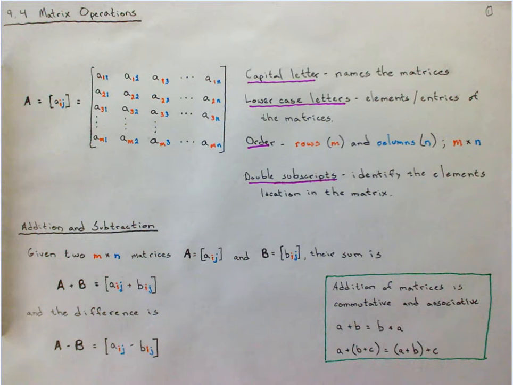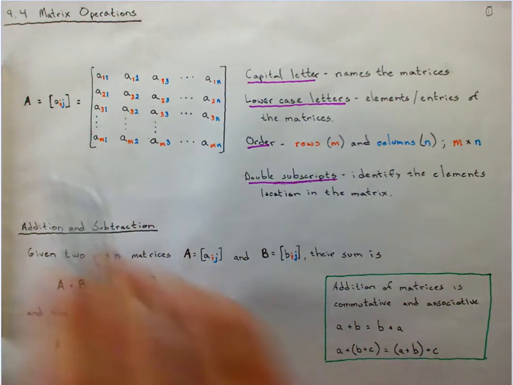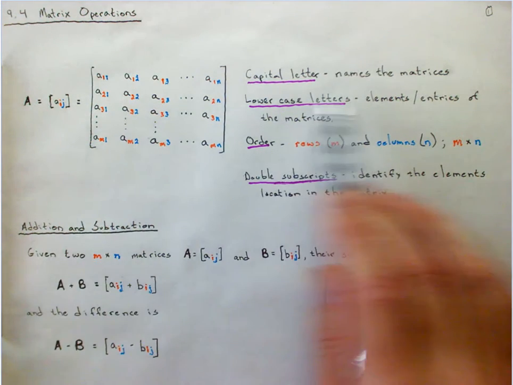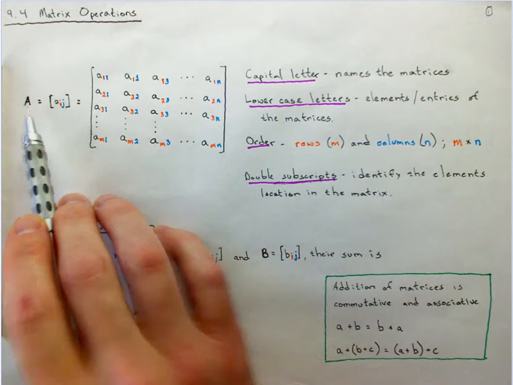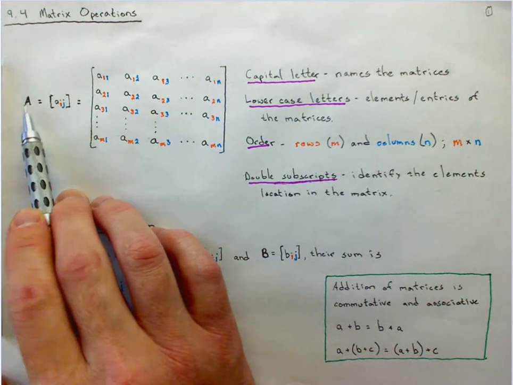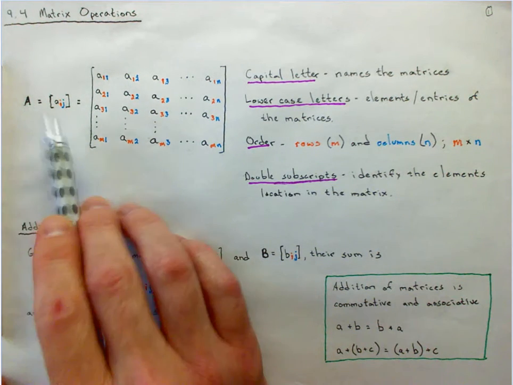Hello everyone, we are going to talk about matrix operations. Given a matrix, capital letters name the matrices that you deal with. So this matrix is named A, capital A.